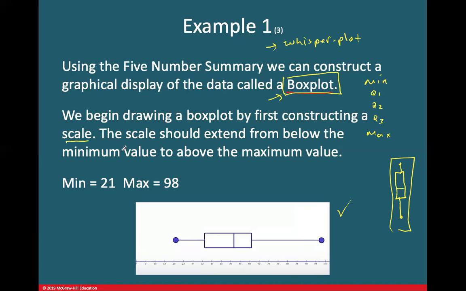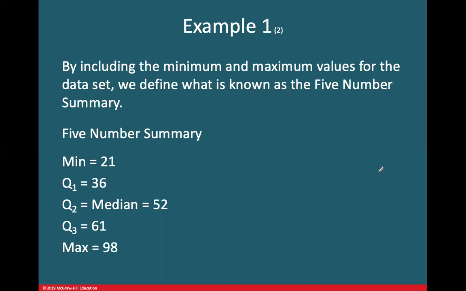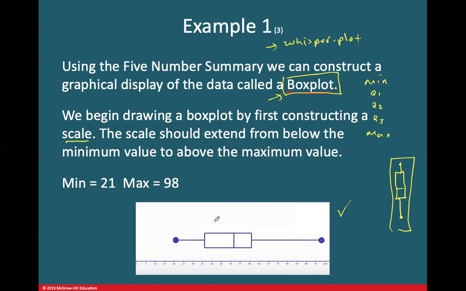The scale should extend from below the minimum value to above the maximum value. What does it mean? When we look at our data values, the minimum is 21, the maximum is 98. So when I construct a scale, there should be something on the scale less than my minimum, and something greater than my maximum.